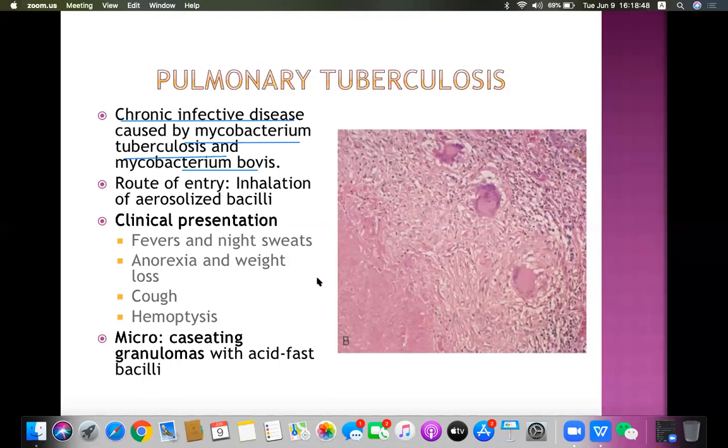Now, the clinical presentation of tuberculosis. Here, the patient is having fever. This fever is low grade fever, and night sweat. This fever is low grade, it is never high grade. In TB, high grade fever is not common, and there is evening or night sweat.